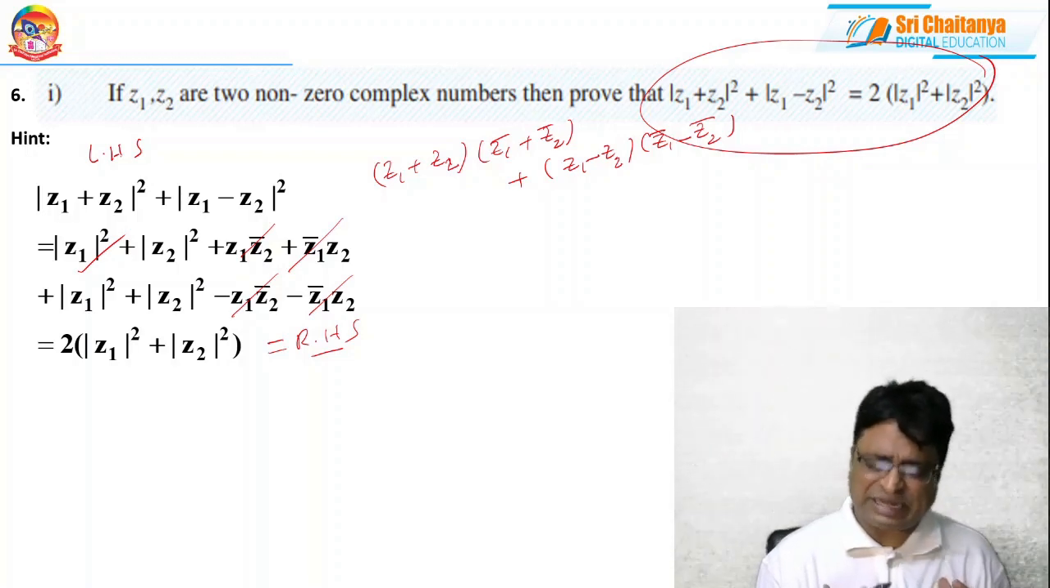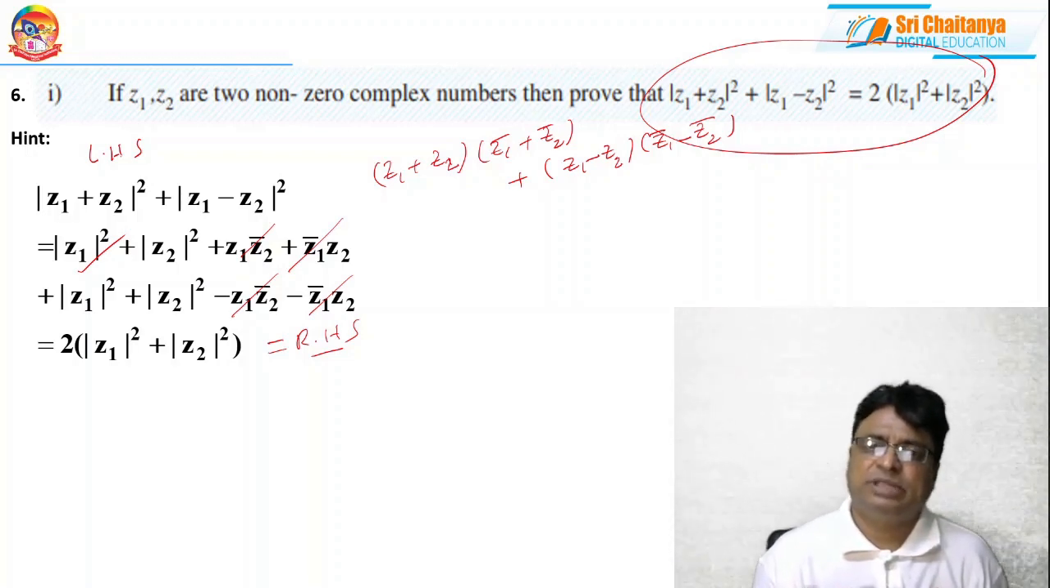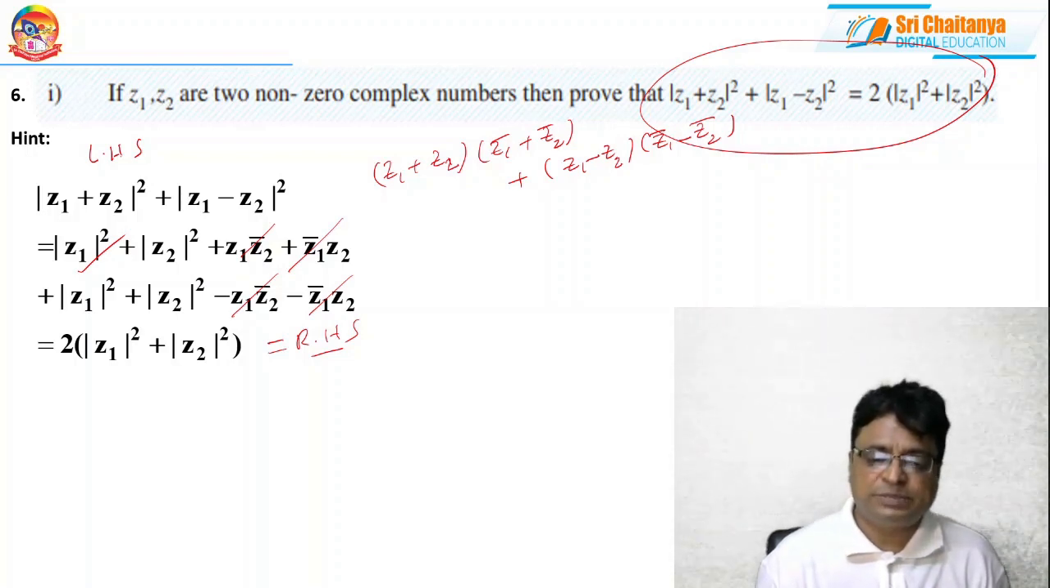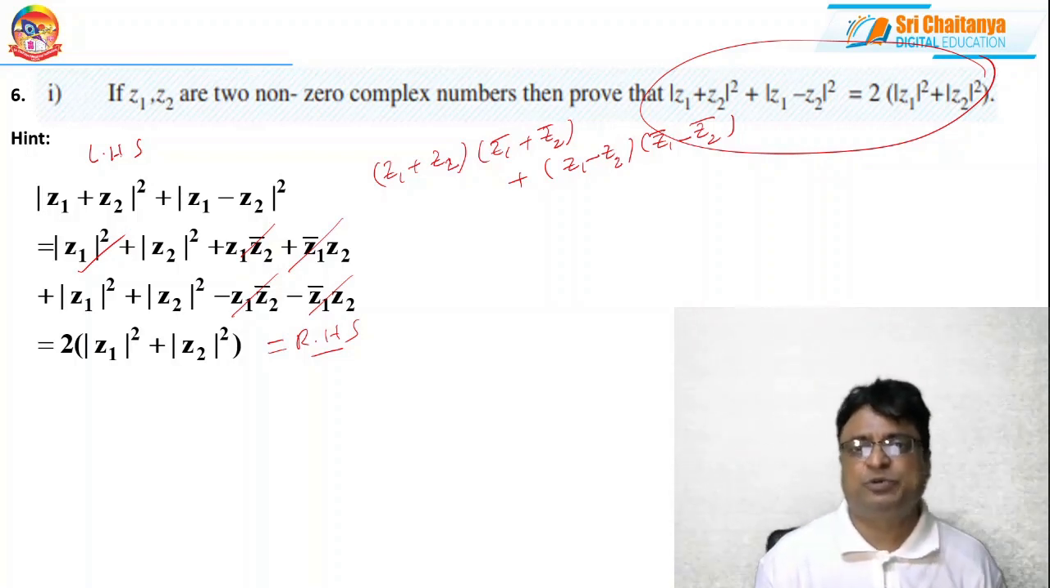So these are the repeated steps. They are not at all new steps for you. So far, in this particular lesson, all are familiar steps only.